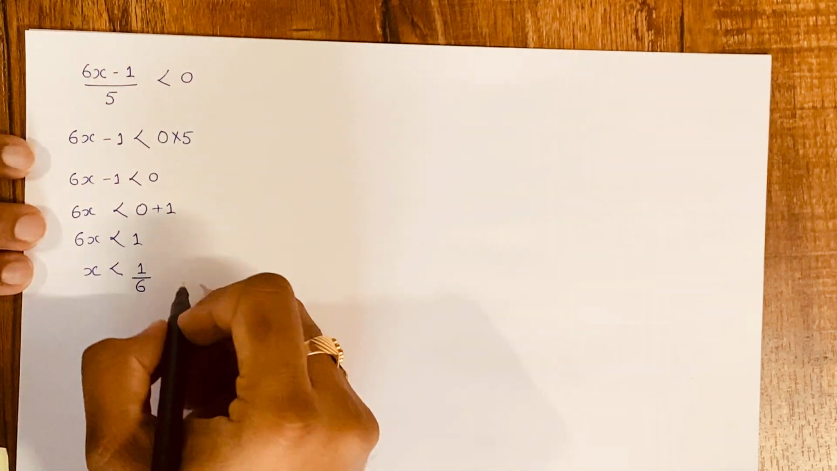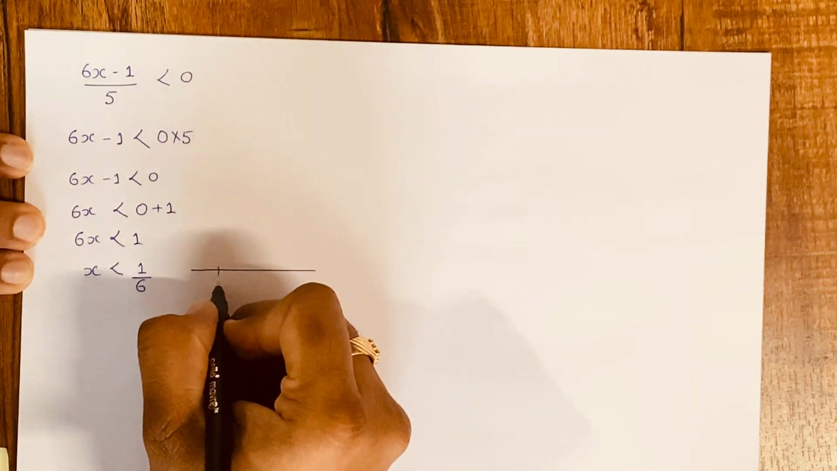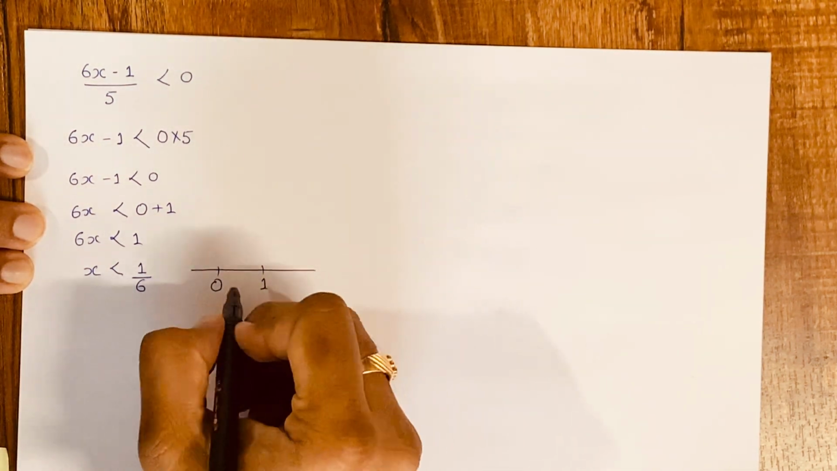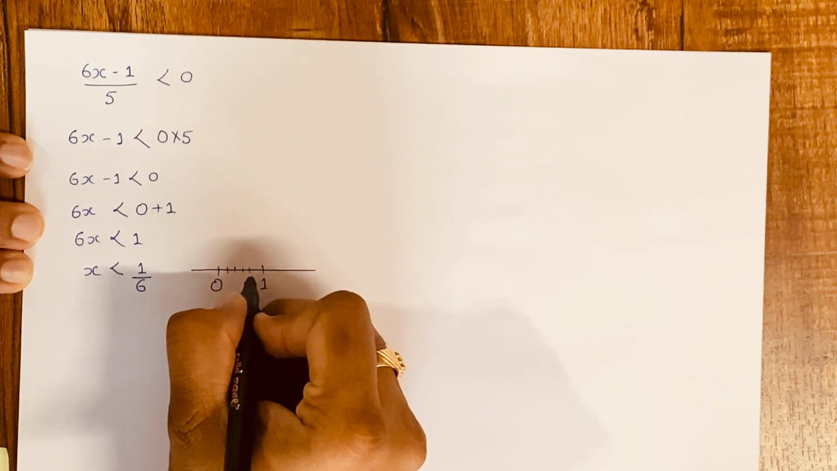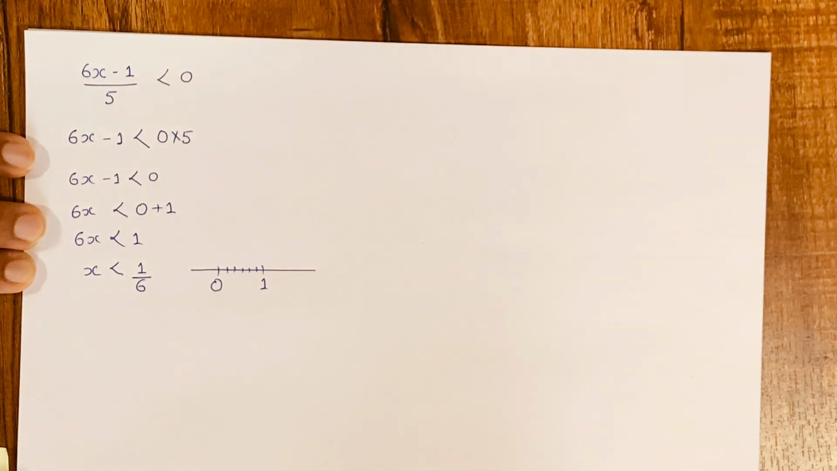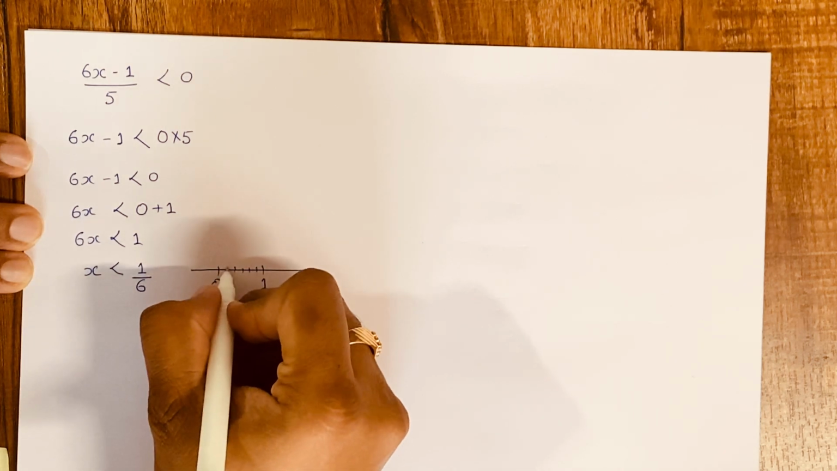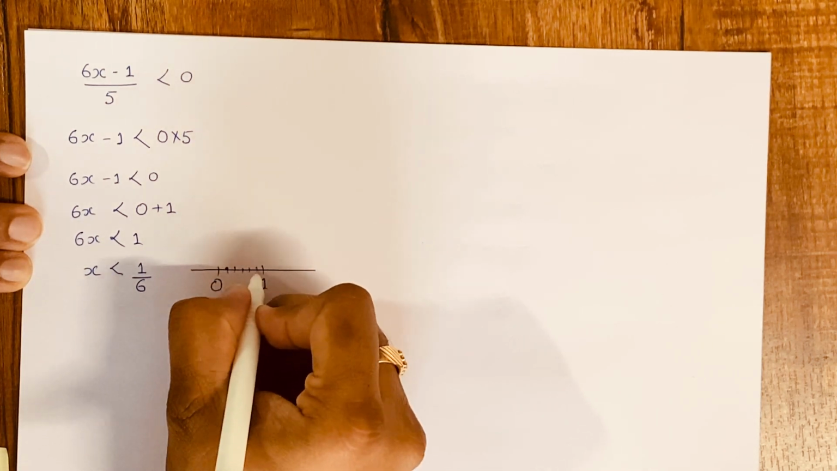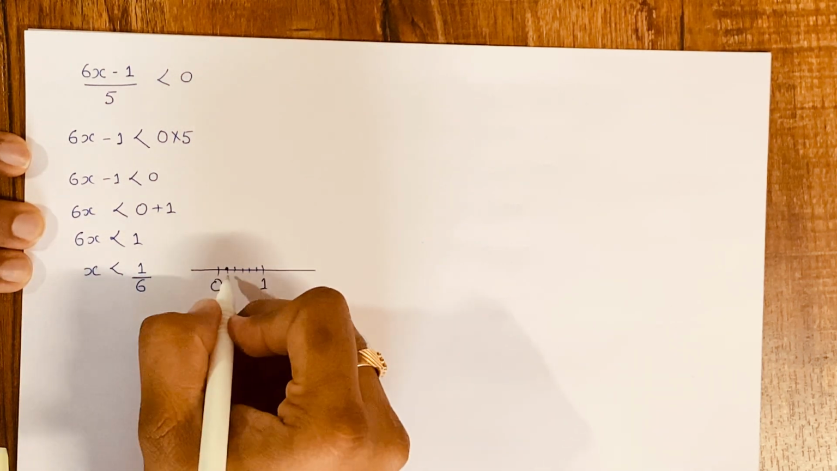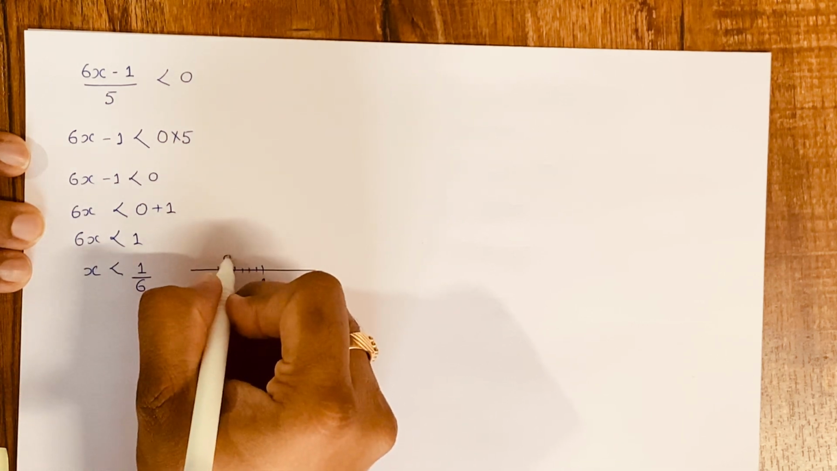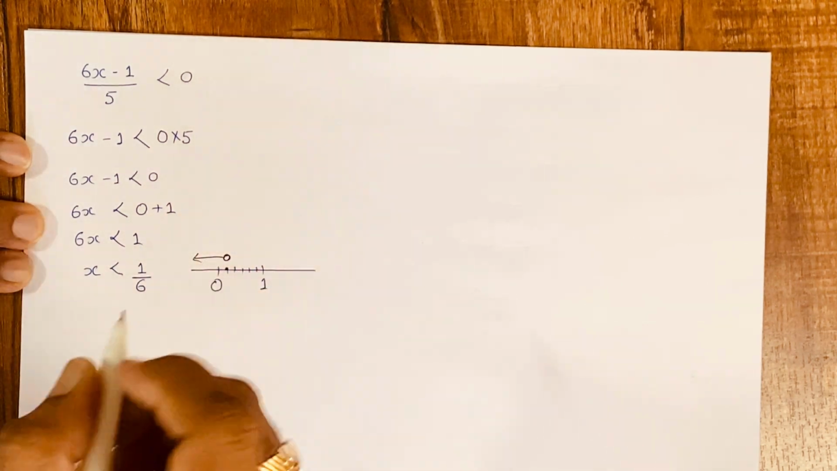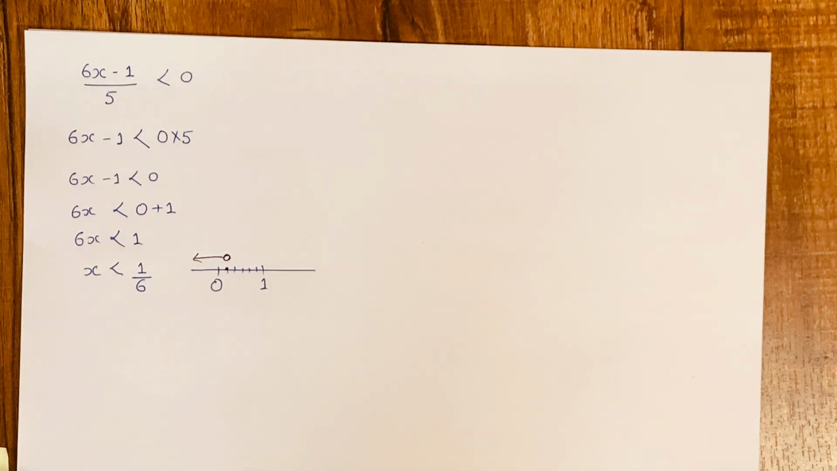Again, you can do it on the graph. Assume this is 0, this is 1. 1 by 6 will be 6 parts: 1, 2, 3, 4, 5, 6. My first part is 1 by 6. This is 2 by 6, 3 by 6, 4 by 6, 5 by 6, 6 by 6. So this is my 1 by 6 and it is less than that, not equal to, so I mark it with a hollow dot. Hope this makes sense. This type of question does come in the exam, and any number line question you can easily solve.